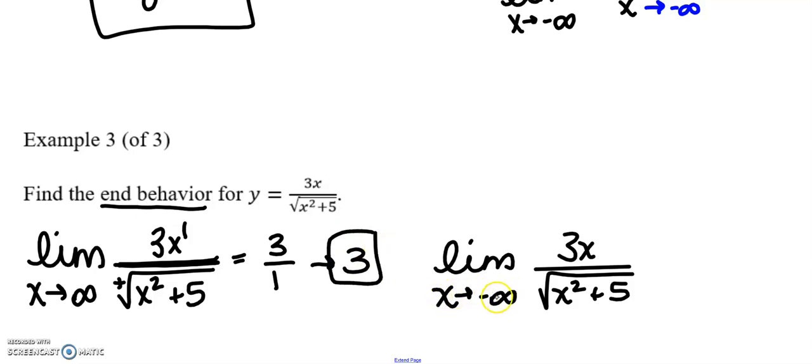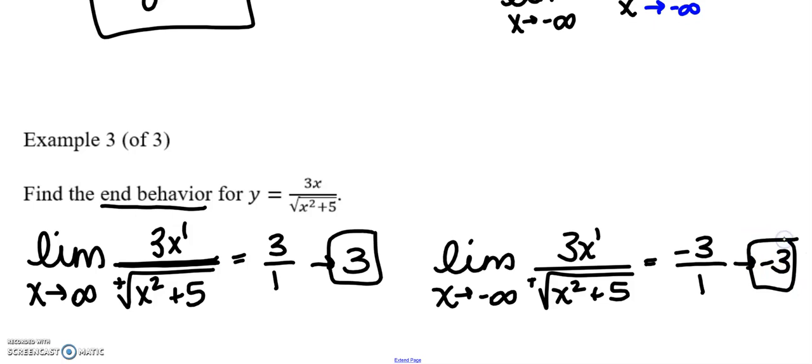This one, as we move in the negative direction, the top, now if we think as x goes negative, x to the first, the top is going to approach a negative 3. The bottom, though, we still have the square root of an x squared, and by the time we're out at negative infinity, this plus 5 has very little impact on our limit. So negative squared makes a positive. Take the square root, we have a positive. So this is like having x to the first, so we have a negative 3 over 1, which means negative 3.